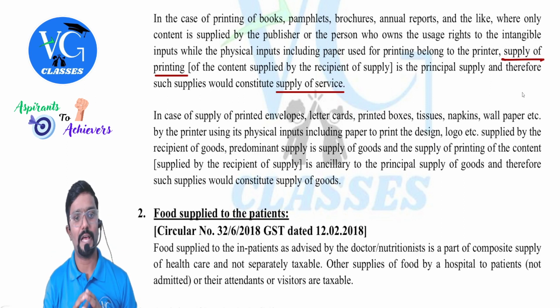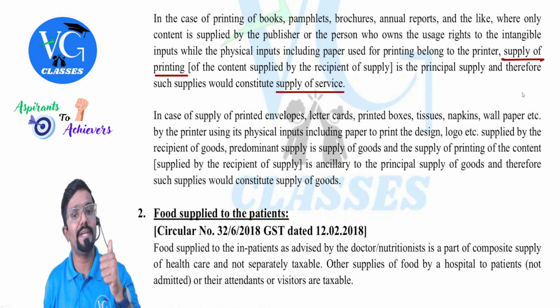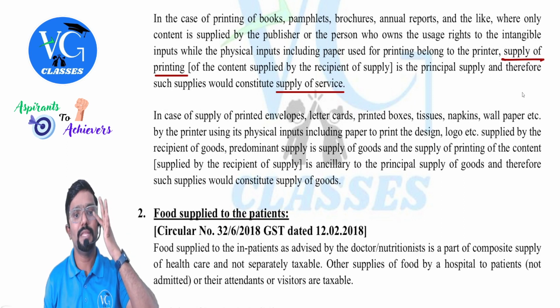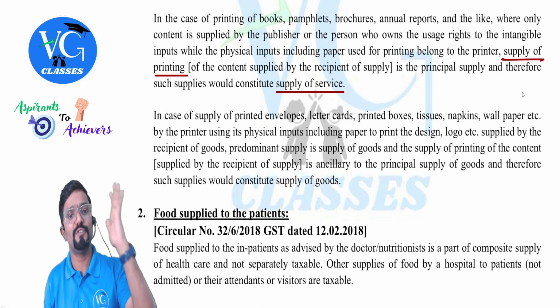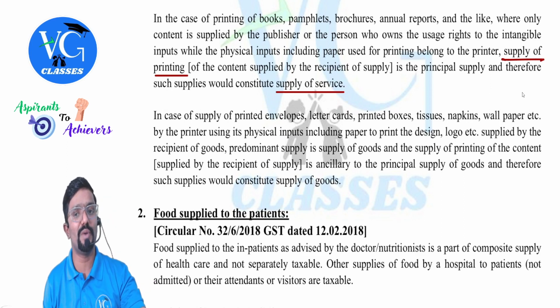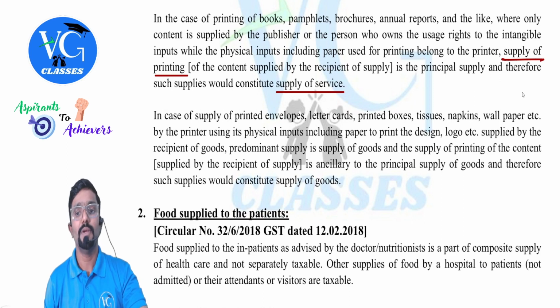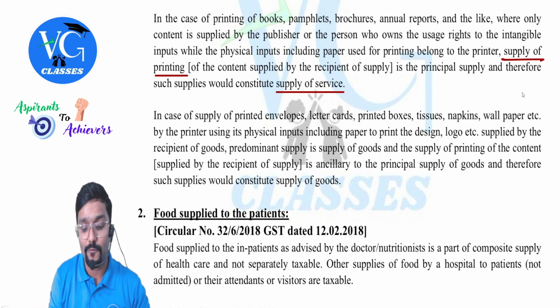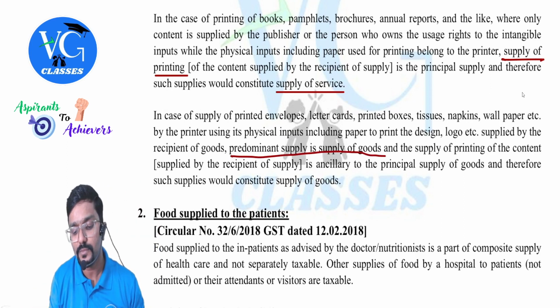Next, second case. This is different. Please be careful. In case of a supply of printed envelopes, letter cards, printed boxes, tissues, napkins, wallpaper, etc., by the printer using its own physical inputs, including paper, to print the design, logo, etc. supplied by the recipient of goods, the predominant supply is what? Guys, what is the predominant supply? Supply of goods, not service.